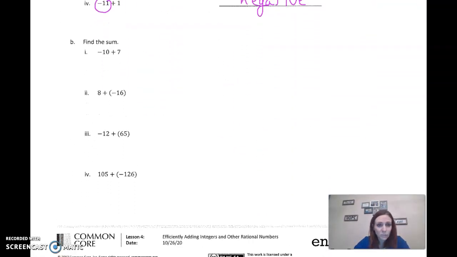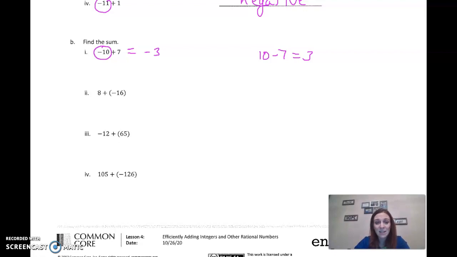So, negative 10 and 7. The absolute values are 10 and 7. So I am going to go 10 minus 7, and I'm going to get 3. My answer is going to be a 3. Is it going to be a negative 3 or positive 3? Circle the greater absolute value. Negative 10 is the number farther away from 0 on the number line than 7. Since it is negative 10, the answer will be negative. Does not matter which one's bigger or smaller.